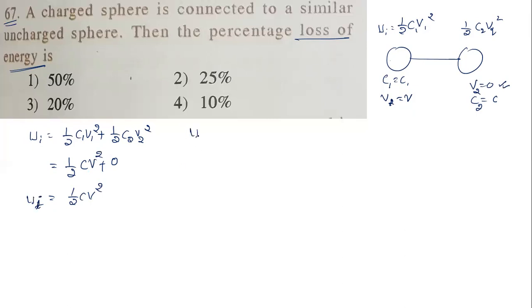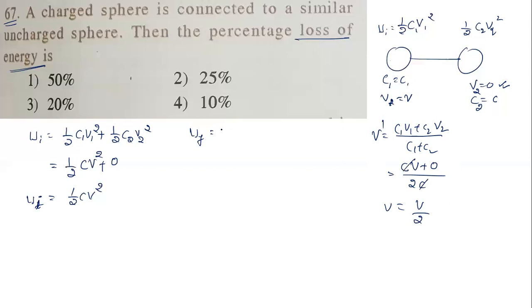Now they're connected. Final energy we need to calculate. What is the final energy? There will be a common potential. What is the common potential now? V equals C1 V1 plus C2 V2 by C1 plus C2. C1 is C and V1 is V, plus C2 V2 is 0 because the second potential is 0. C1 plus C2 will become 2 times C. C and C cancel. Common potential V prime becomes V by 2.